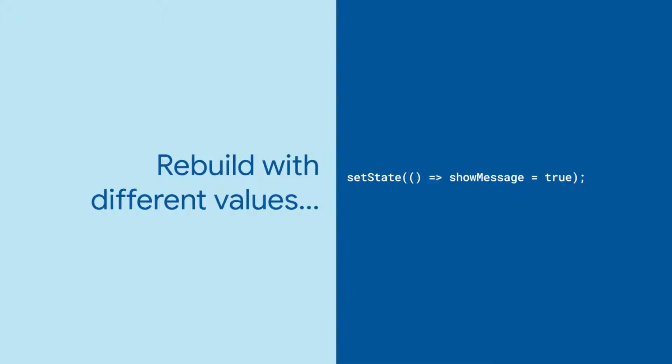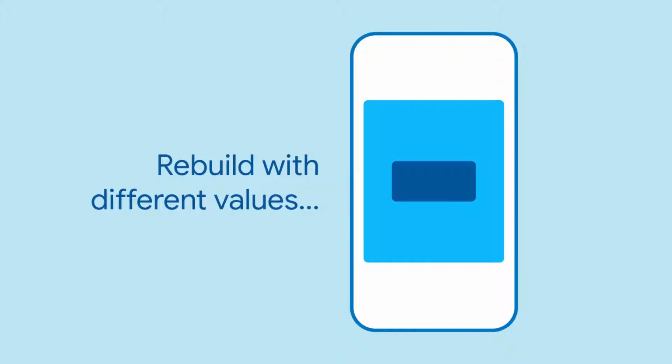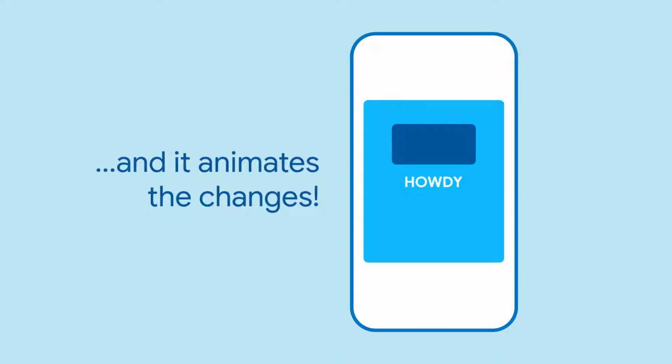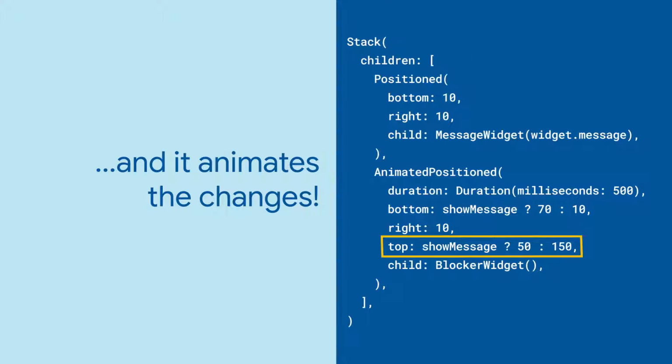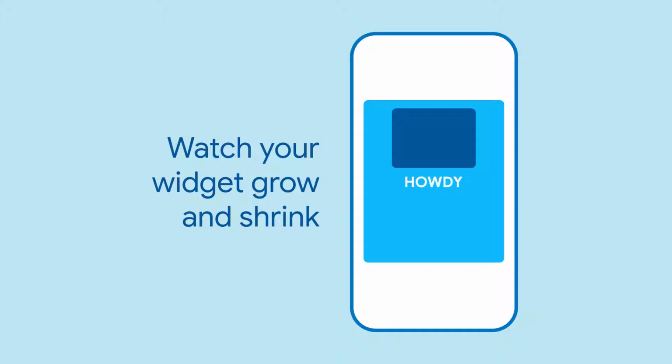The difference is that if you rebuild AnimatedPositioned with different direction or width height values, it will animate the change automatically. This is great for reveal effects and other sliding tricks. Plus, because all of the directional properties are used in the animation, your widget can grow and shrink as part of it.